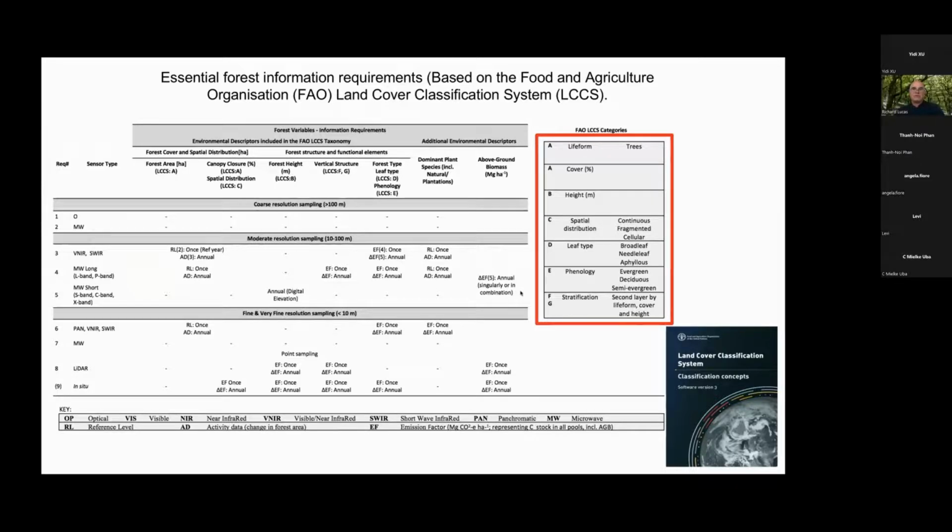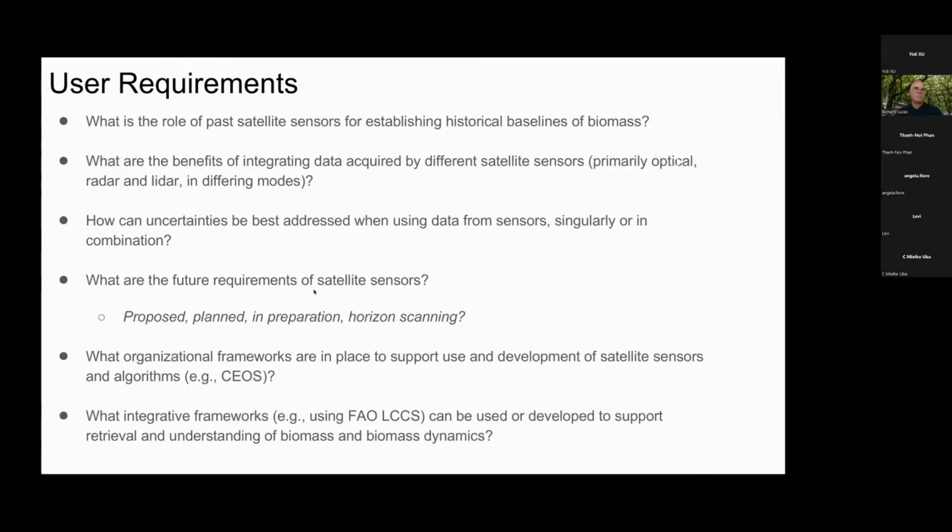And finally, also integrated frameworks. One thing we've worked a lot with is the Food and Agriculture Organization Land Cover Classification System, which classifies land cover, but includes canopy cover, canopy height, leaf type, and so on. So using these different sensors over different periods of time and different resolutions, we can start to bring this information into classification systems as well.